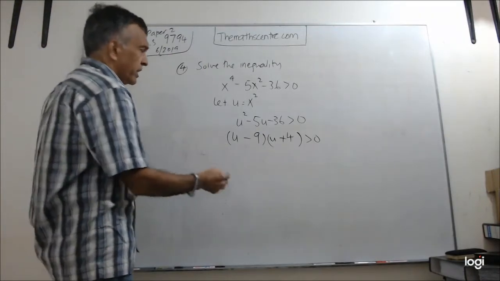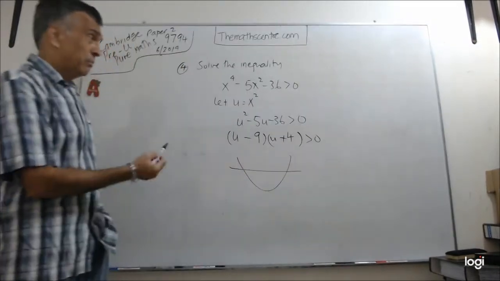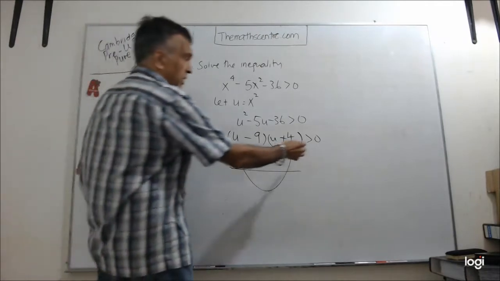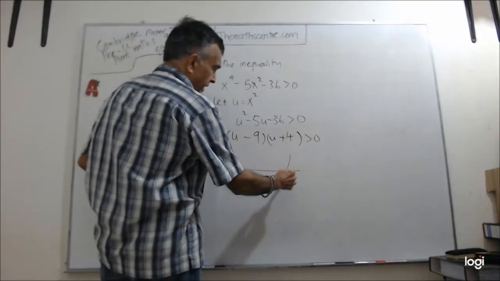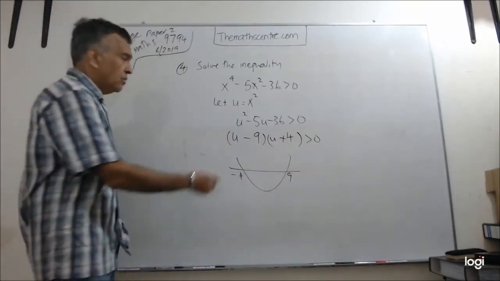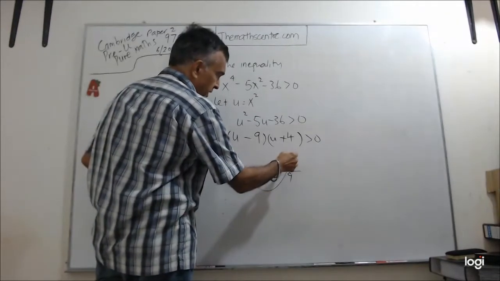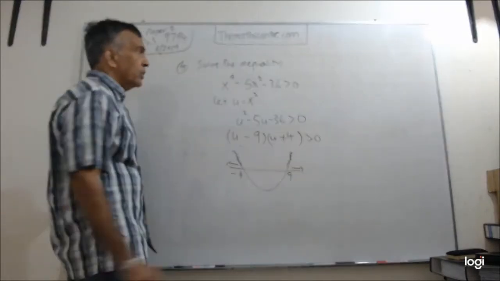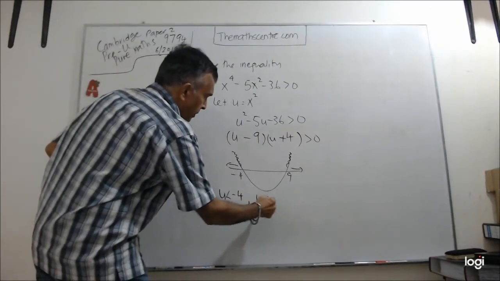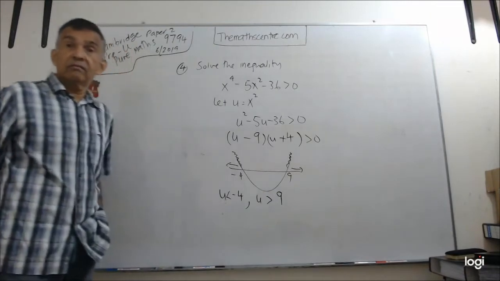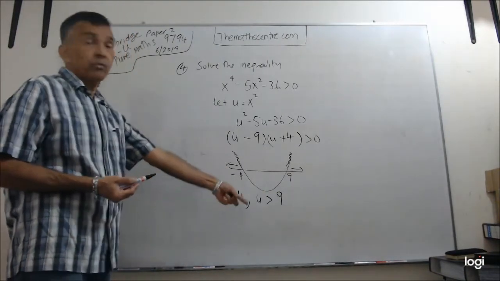This is an inequality, so let's go ahead and use the graph. Bigger than 0, so we are looking at a positive curve. Let's plug in minus 4 and 9. Bigger than 0 means we're looking at this part of the curve. So we are looking at u less than negative 4, u bigger than 9. Not so bad, right?